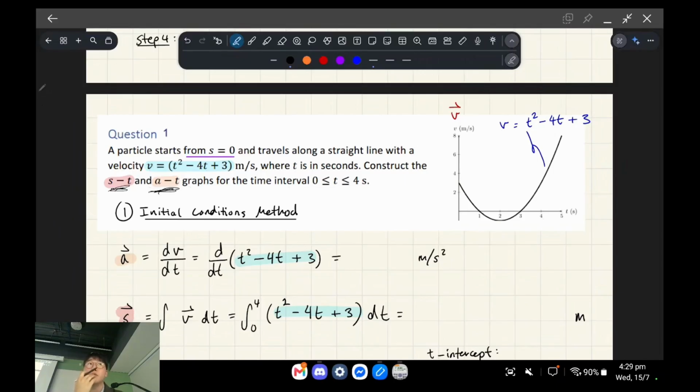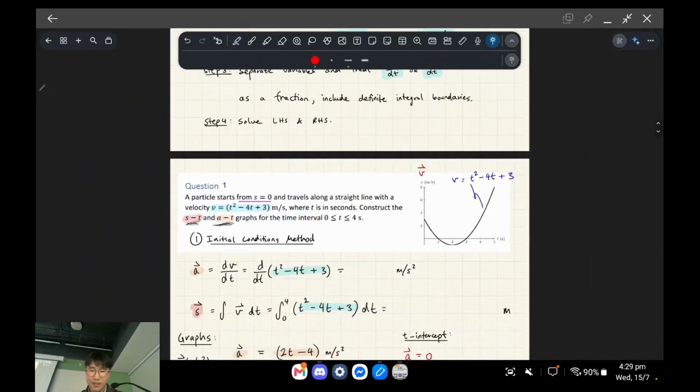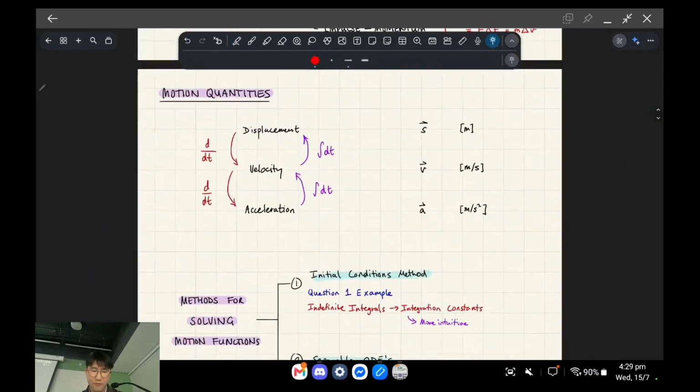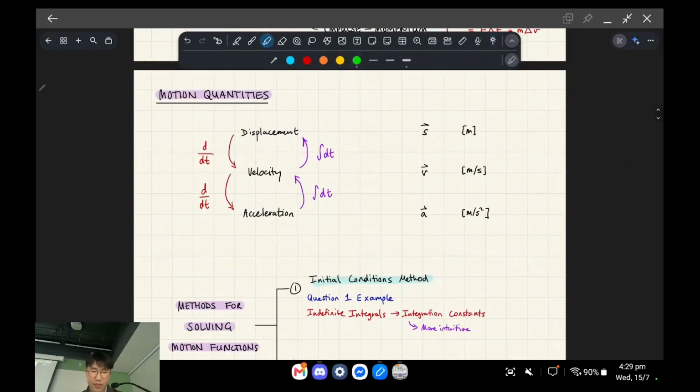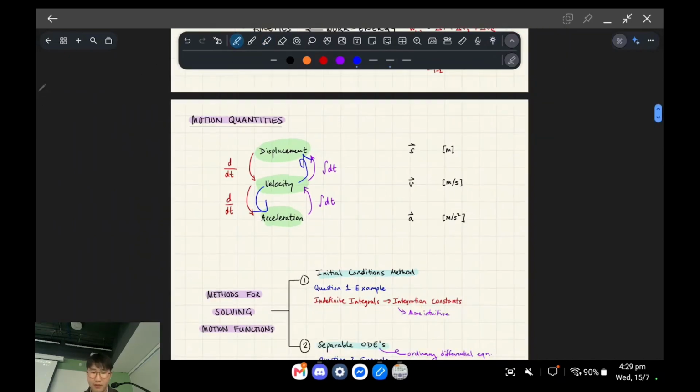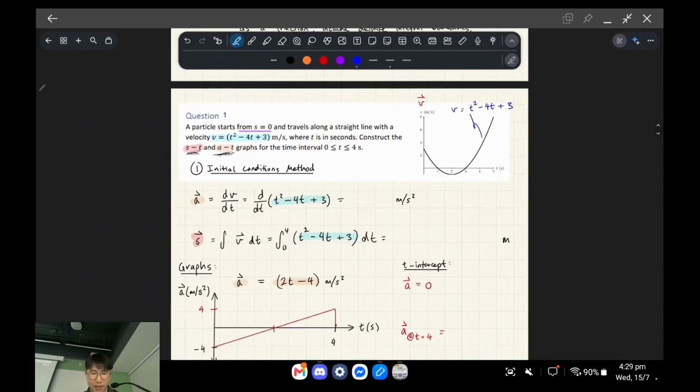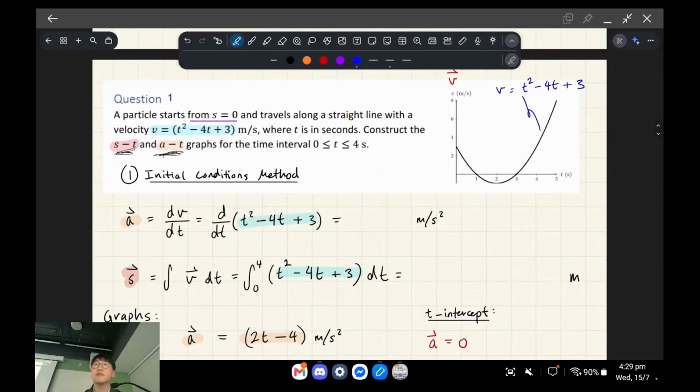The first thing we do, knowing that we're starting at velocity and we want to get to displacement and acceleration: to get to displacement, we need to integrate, and to get to acceleration, we need to differentiate. You kind of have to understand that hierarchy. So let's do acceleration first. We'll differentiate. It's a polynomial function, so relatively straightforward.